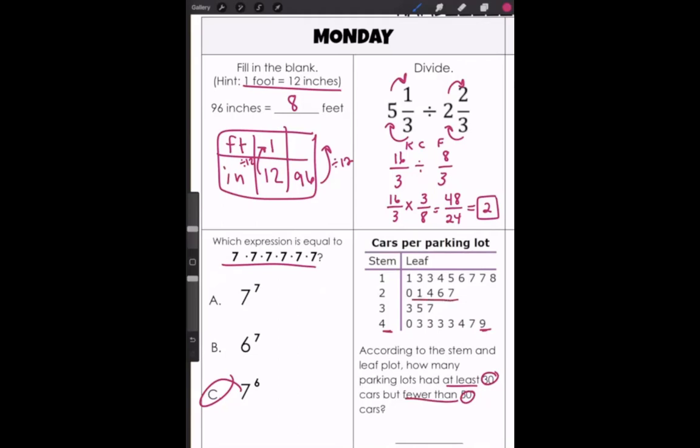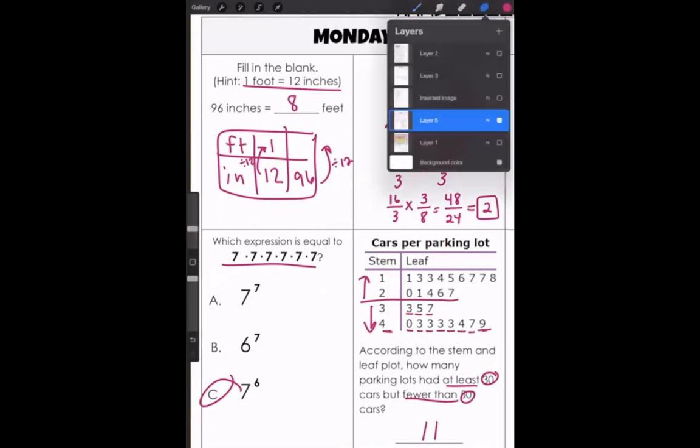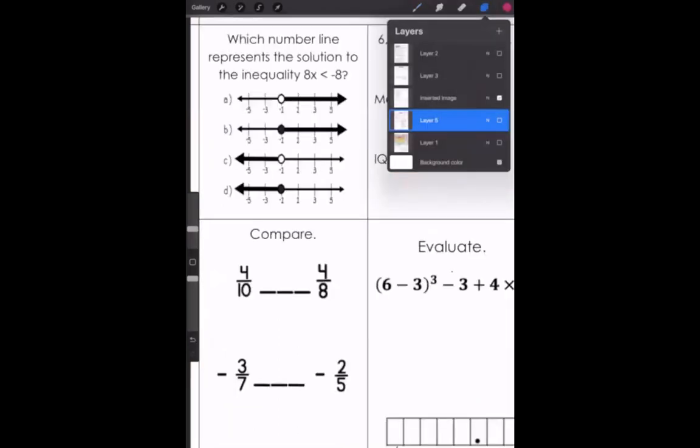So if we look right here, everything going that way is less than 30. So we're talking about all of these. And that would be 1, 2, 3, 4, 5, 6, 7, 8, 9, 10, 11. So the answer here is that 11 of the parking lots had at least 30, but fewer than 50. Okay, so that was Monday's homework. Now let's look at, I believe this is Tuesday's homework.